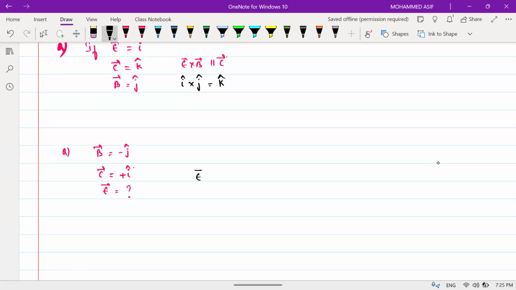See, I need the electric field, and here I'm having the magnetic field, and here I'm having the C. E bar cross B bar will give me the C bar. That means E is in which direction? B is how much for me? Minus of j cap. And C is right now for me plus I cap.